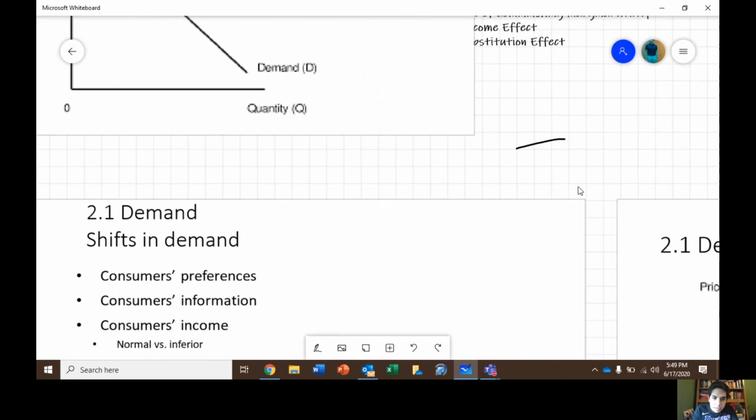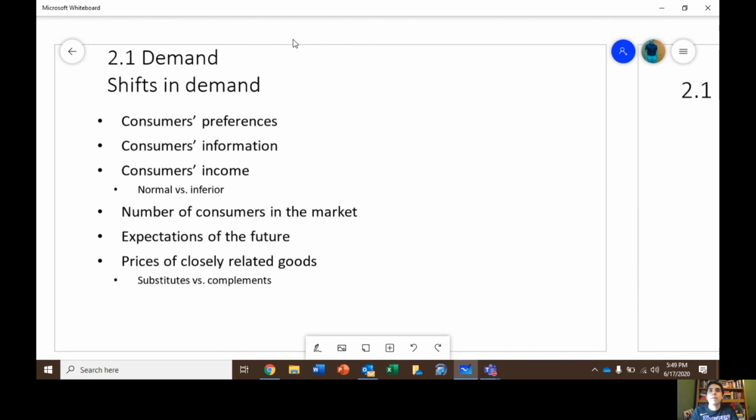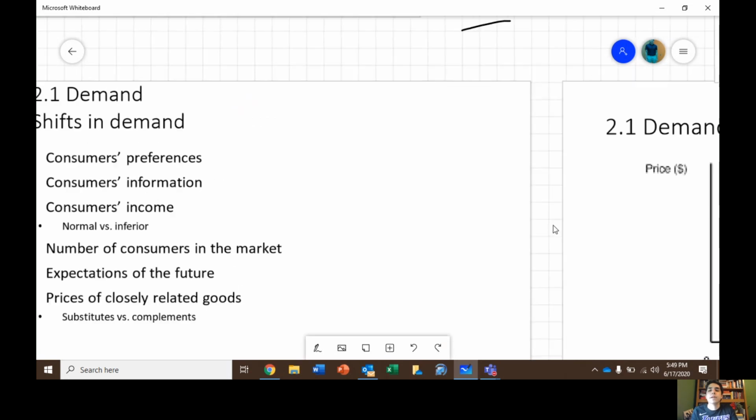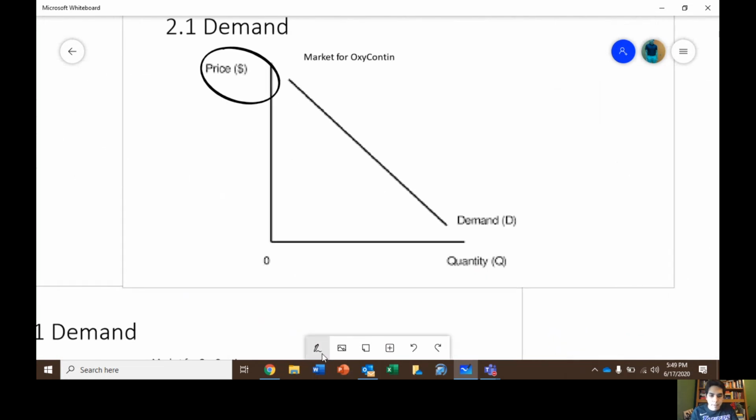Or shift demand? We are not getting into supply yet. There's stuff like consumers' preferences, consumers' information, consumer income. So consumers tend to spend more if they get more income, and they might want to spend more money on normal goods than inferior goods. We've talked about that in class. We'll talk about it in a bit. Number of consumers in the market, versus complements. And so we'll look at this market for Oxycontin, and we'll assume, again, this is maybe 1,000.